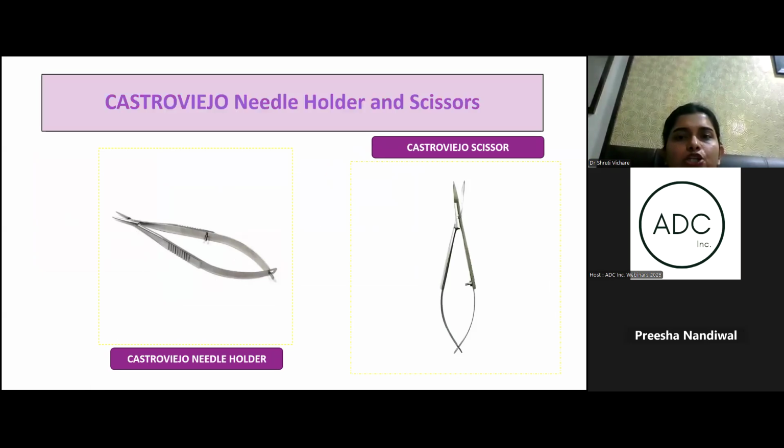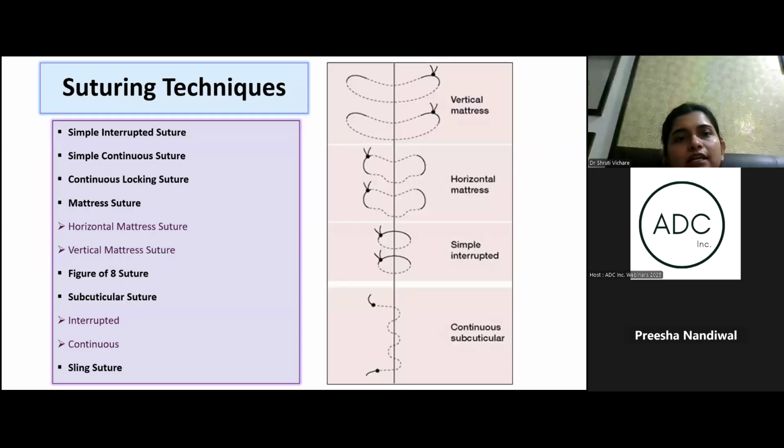So for very delicate tissue suturing, we can make use of these holders and scissors. Now coming to the suturing techniques. So I would be describing these suturing techniques.